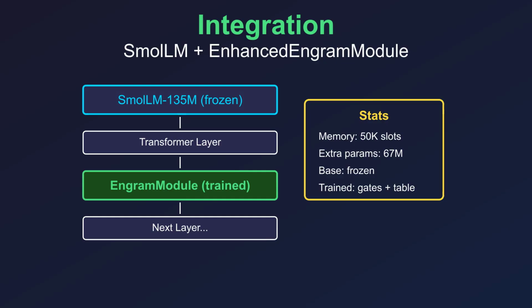We ported the module to work with HuggingFace models. A wrapper injects Engram after each transformer layer. The base model stays frozen, while only the memory table and gates get trained.